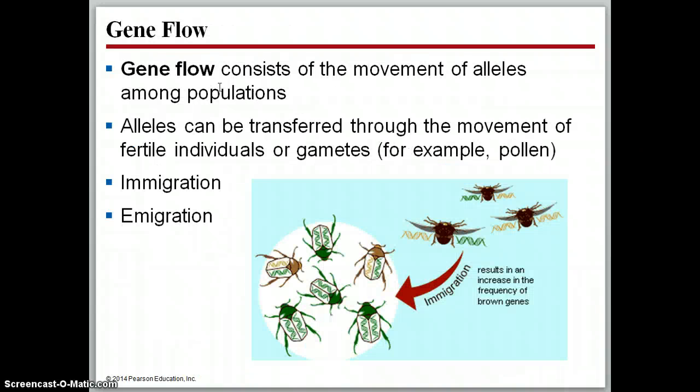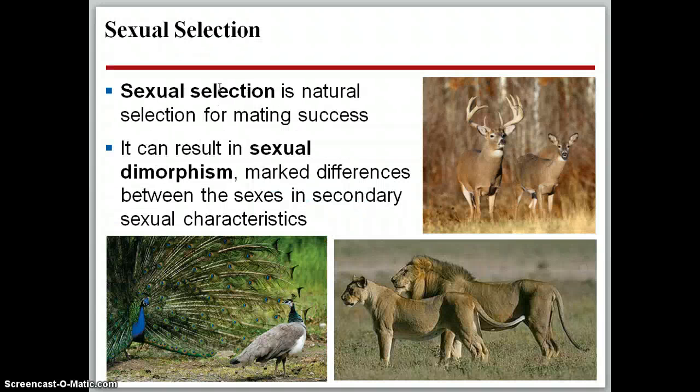Gene flow is basically migration, so movement of alleles in and out of a population. So immigration is moving in, emigration is moving out. This can alter the allele frequencies within a population.